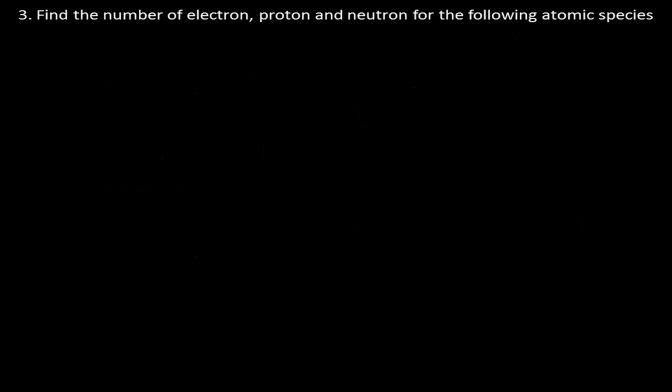Number 3, find the number of electron, proton, and neutron for the following species: I, chlorine ion, II, magnesium ion, III, copper 2 plus, IV, iron metal, V, sodium metal, and VI, sodium ion.